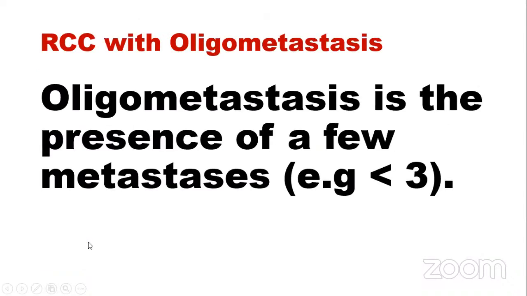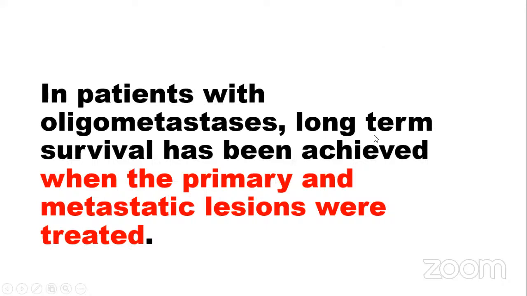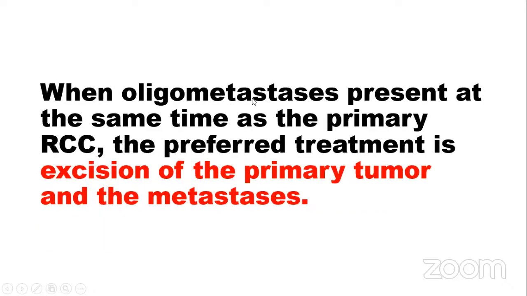Treatment of metastatic RCC. RCC with oligometastasis. Oligometastasis is the presence of few metastases, for example less than 3. In patients with oligometastasis, long-term survival has been achieved when the primary and metastatic lesions were treated. So when oligometastasis is present at the time of the primary RCC, the preferred treatment is excision of the primary tumor and the metastasis.